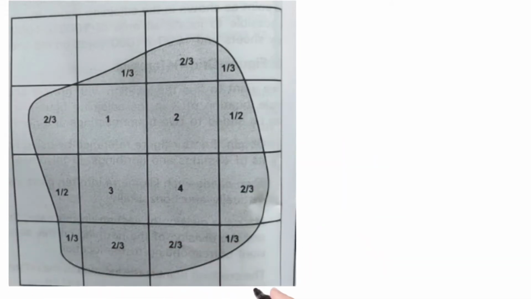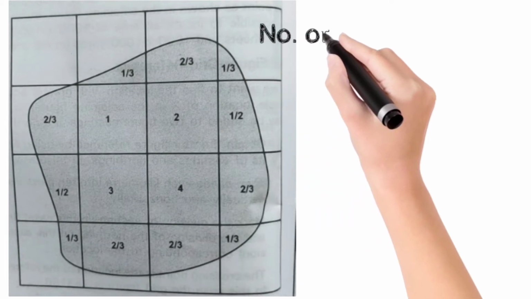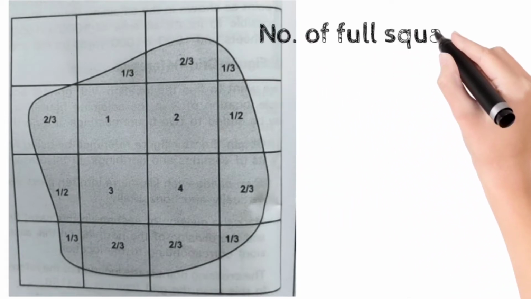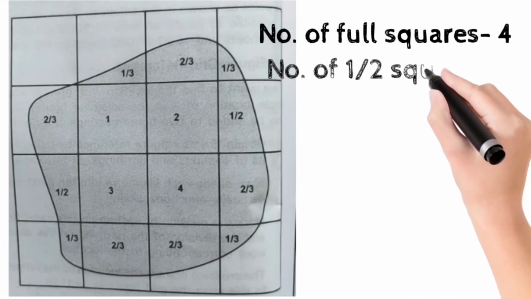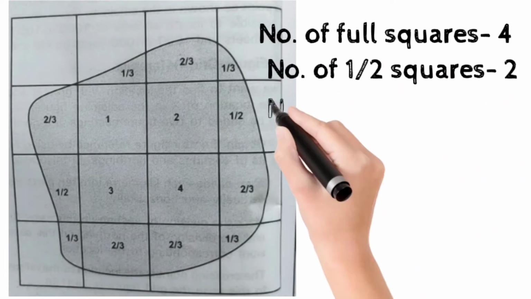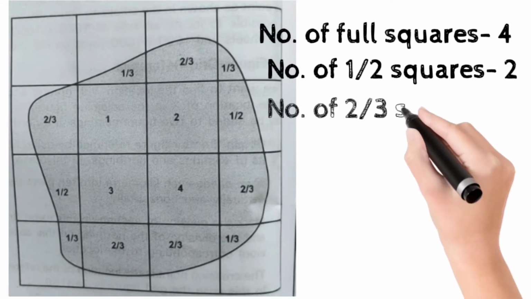Now let's see an example here. Here we have 4 complete squares, 2 half squares. We have 5 squares of 2 by 3 and 4 squares of 1 by 3.